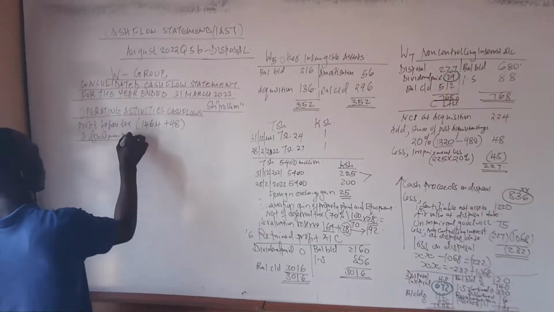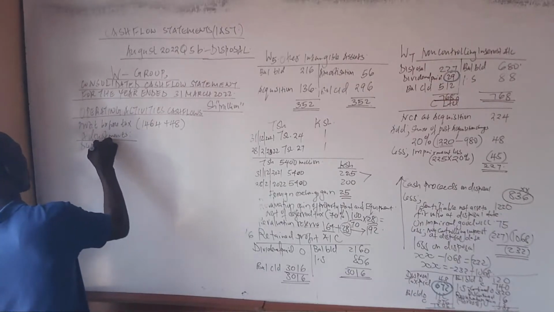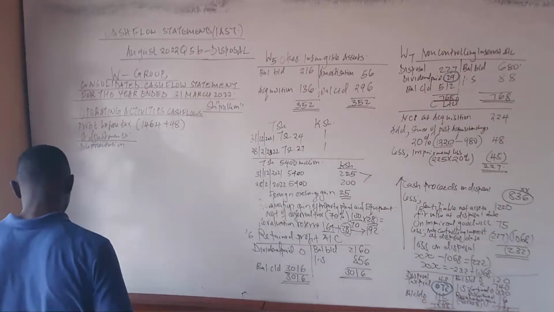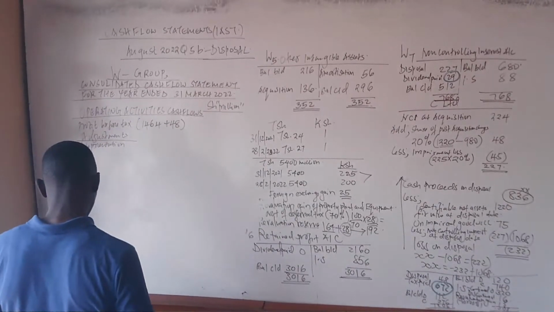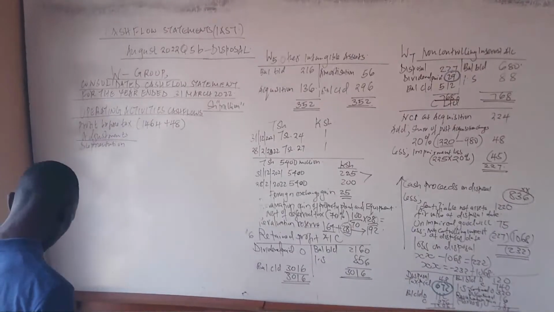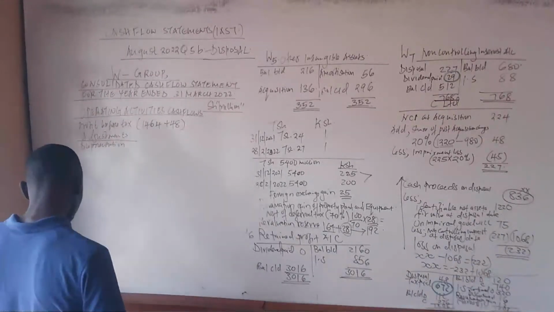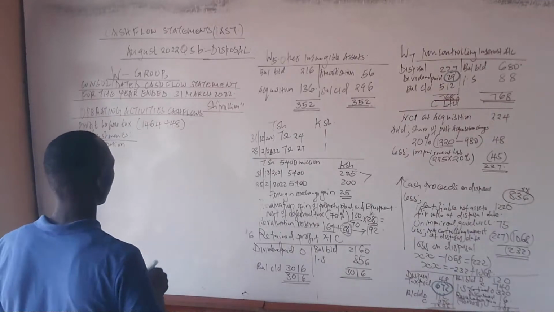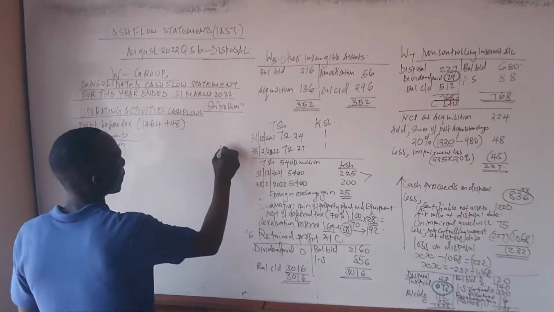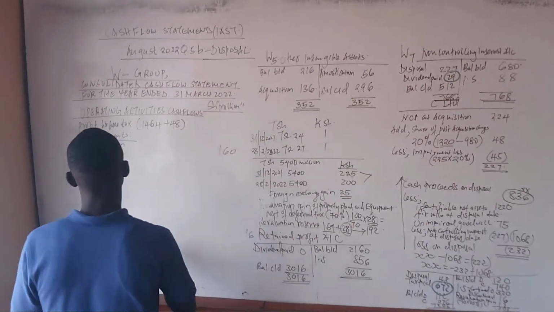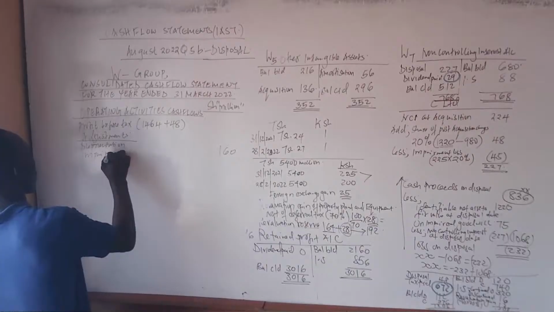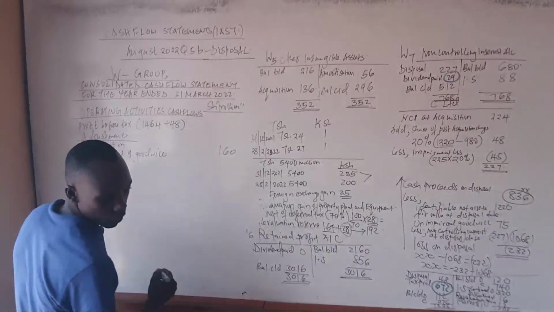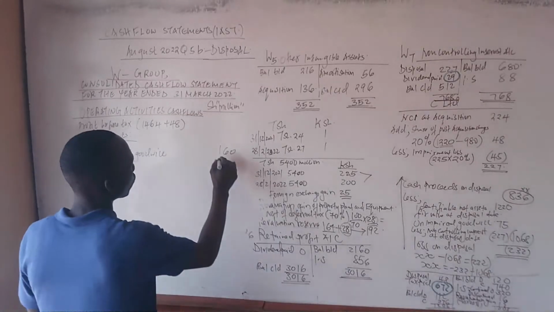For the adjustments, give me the main one, depreciation. How much is the depreciation? Go to the property, plant, and equipment account. The depreciation was 160. Then from there we had impairment. Impairment of goodwill. Give me the impairment of goodwill.